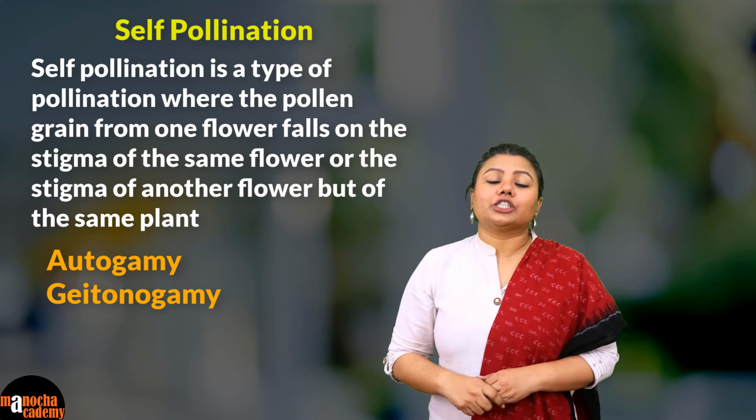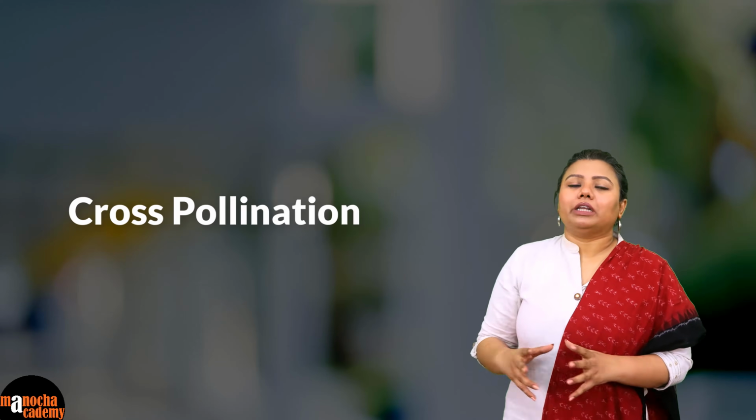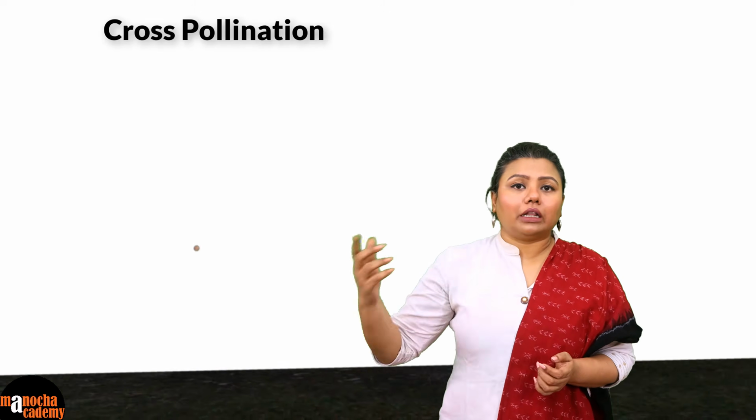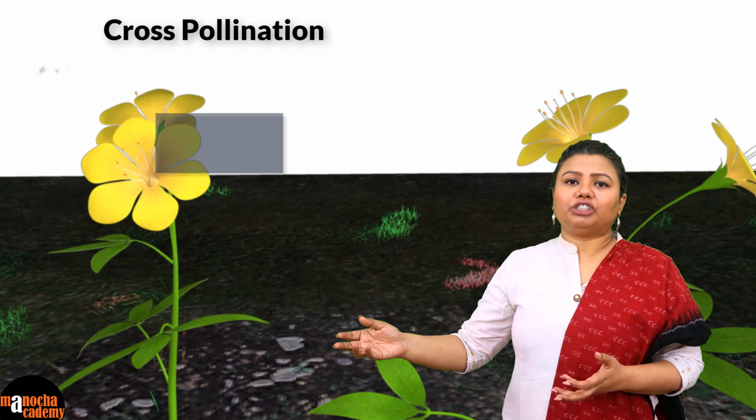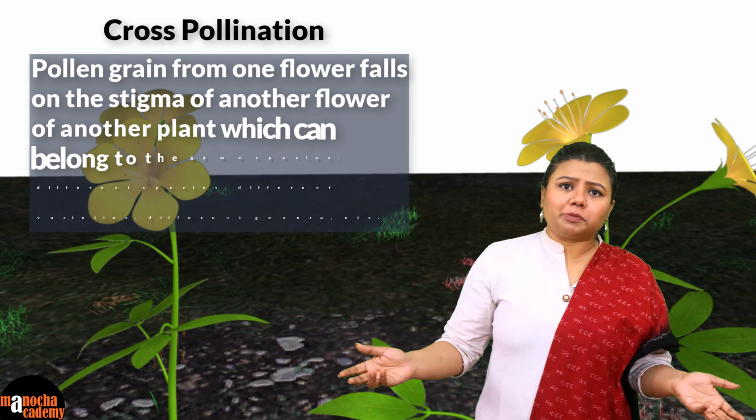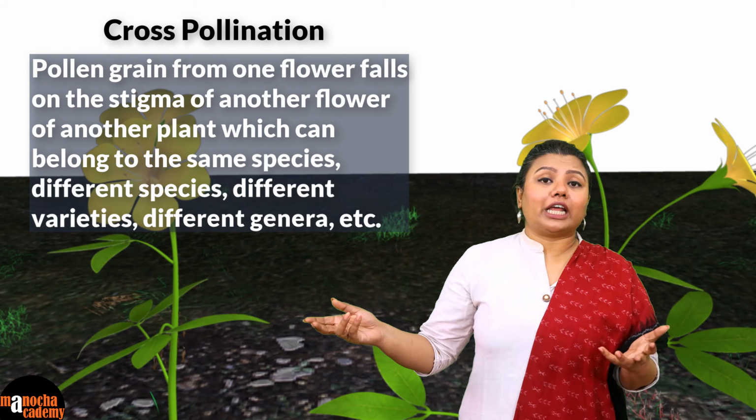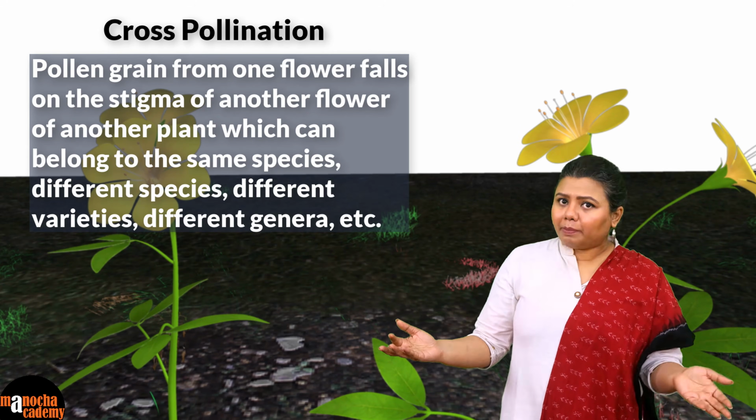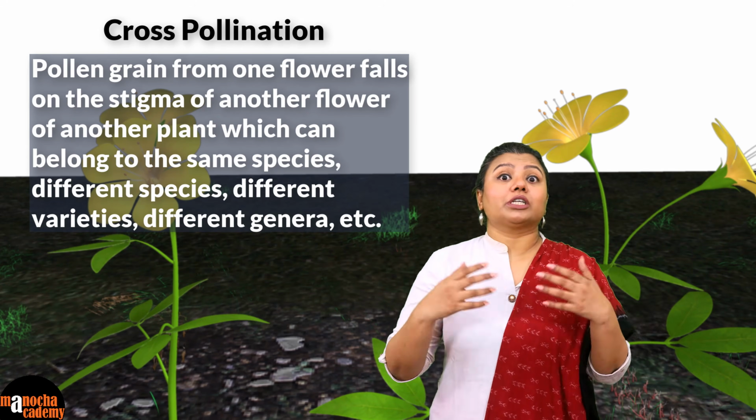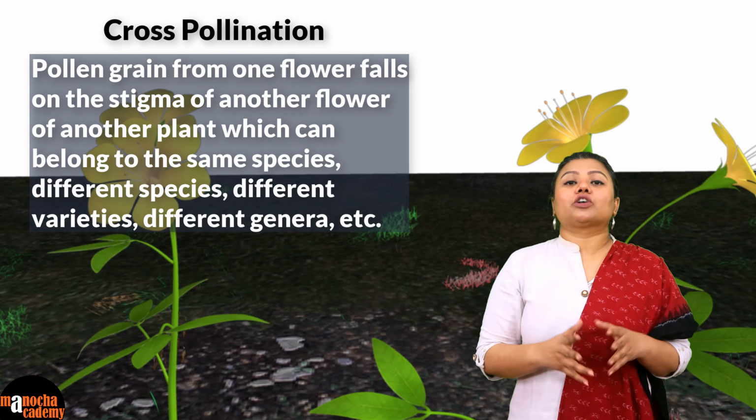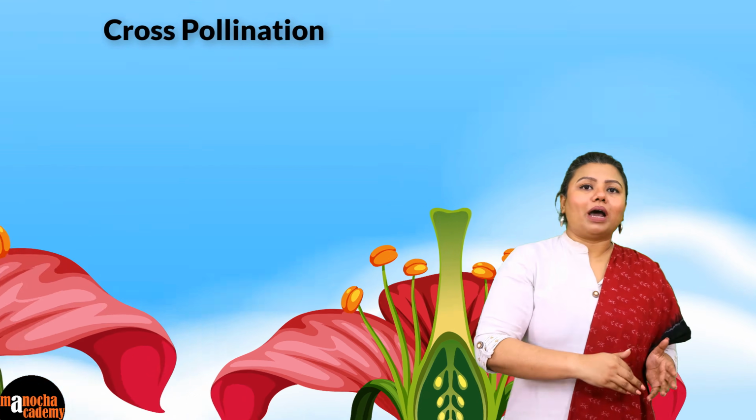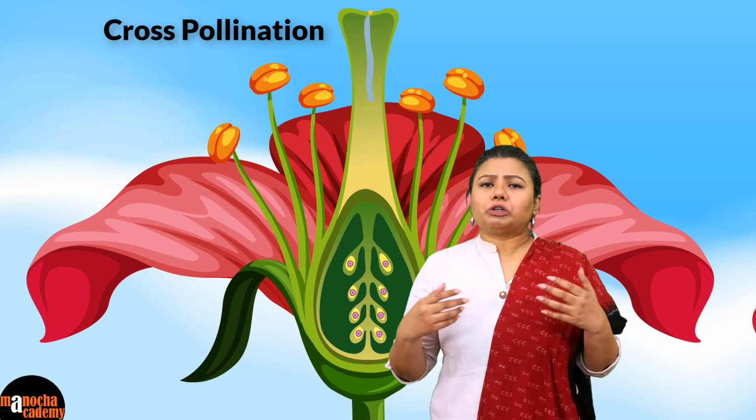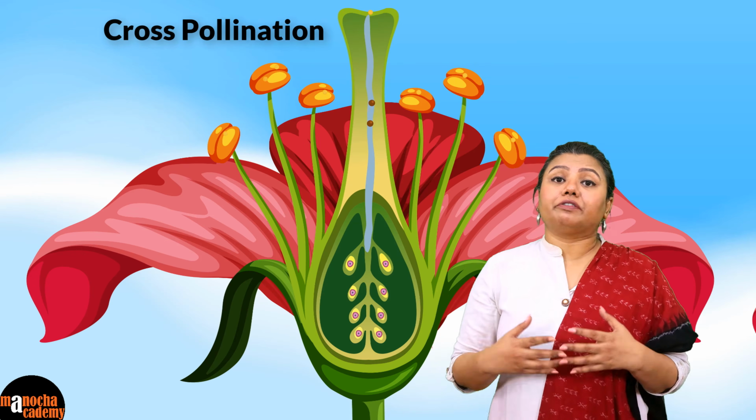The other type of pollination is called cross-pollination. And in cross-pollination, we see that pollen grain from one flower falls on the stigma of another flower of another plant, which can belong to the same species, different varieties, different genera, etc. Okay, so as long as they are closely related and the male gamete is capable of fertilizing the female gamete and produce a successful offspring, this pollination is called cross-pollination, where pollen grain from one flower pollinates the stigma of another flower of a completely different plant which belongs to a different species or a different genera or a different variety.